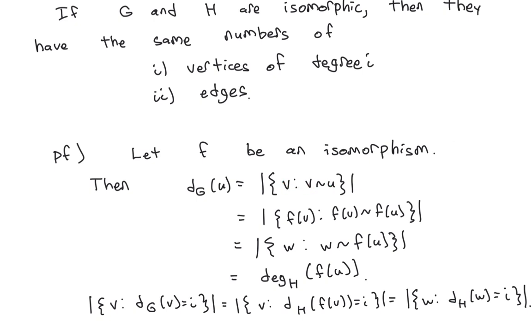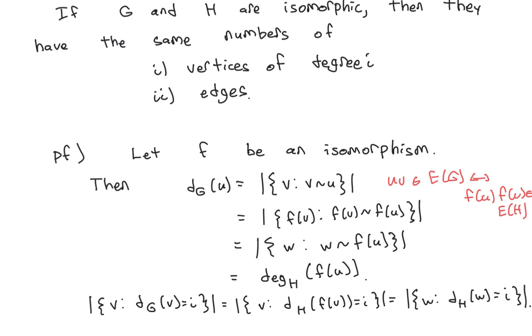Remember that uv is an edge in G if and only if f of u, f of v is an edge in H. And so that tells us that this is going to be the same number. So the number of vertices adjacent to u is the number of vertices f of v, where f of v is adjacent to f of u.